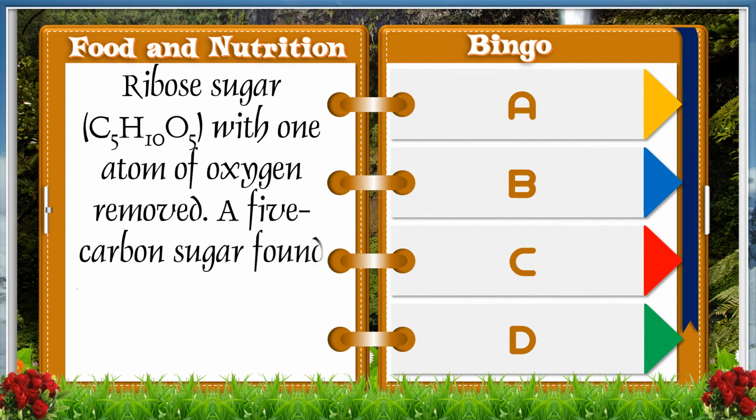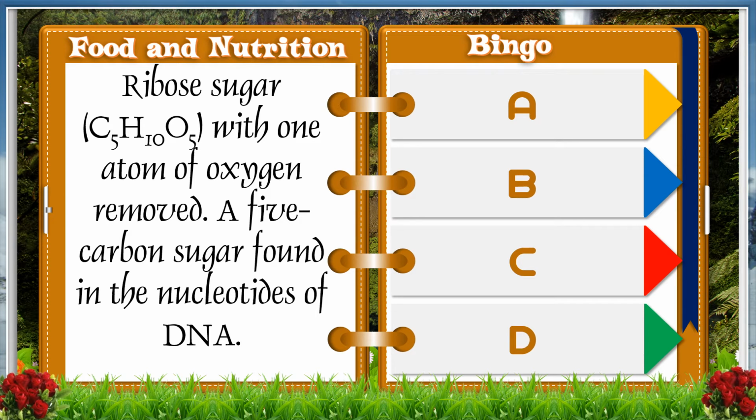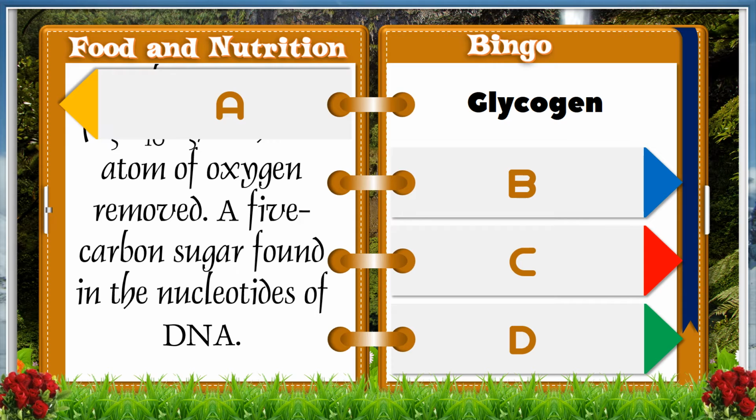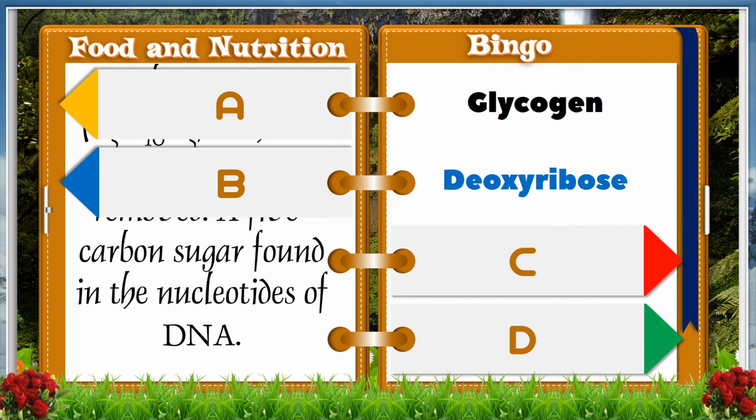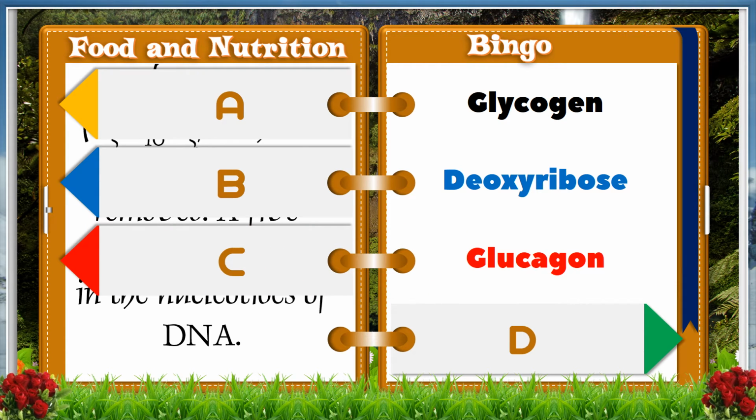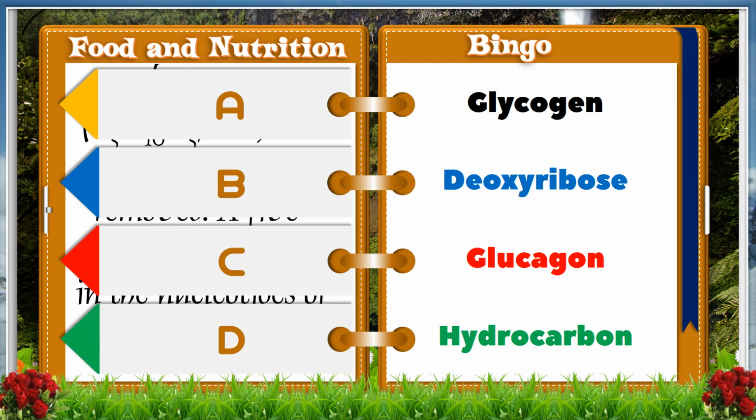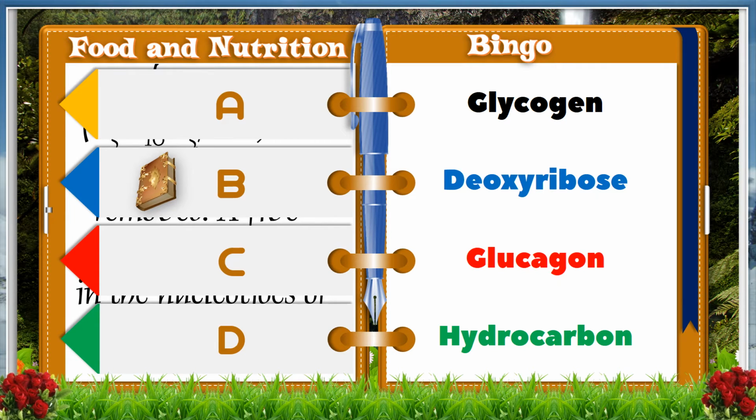Ribose sugar, a glucose sugar with one atom of oxygen removed. A 5-carbon sugar found in the nucleotides of DNA. Option A, glycogen. Option B, deoxyribose. Option C, glucagon. Option D, hydrocarbon. And the answer is B, deoxyribose.